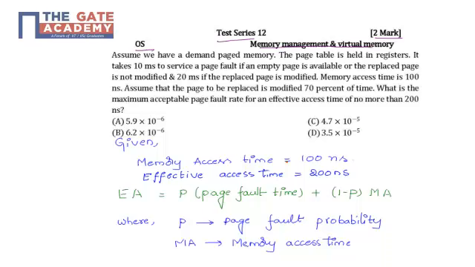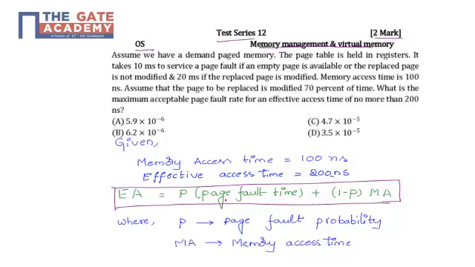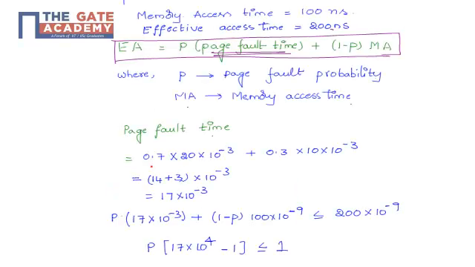Given memory access time as 100 nanoseconds and the effective access time not more than 200 nanoseconds. In order to calculate the effective access time, there is a formula like this: P into page fault time plus (1 minus P) into MA, where P is the page fault probability and MA is the memory access time. Here we have to find out the page fault time. In order to find out the page fault time, see how to calculate this.